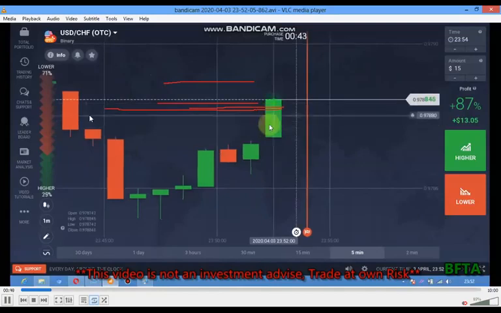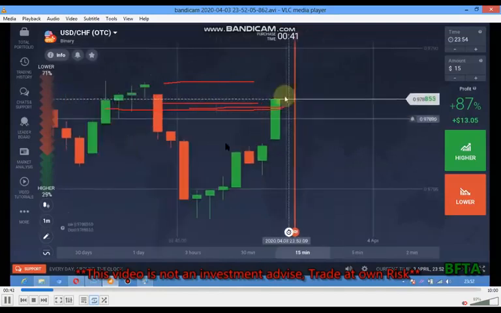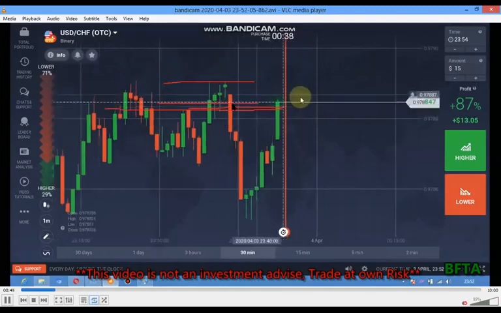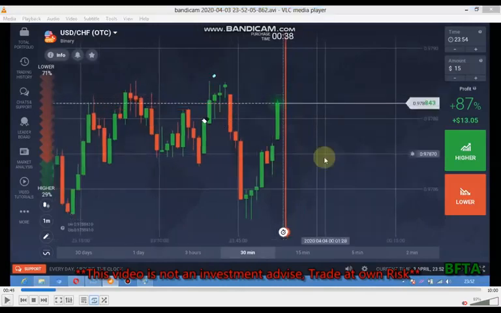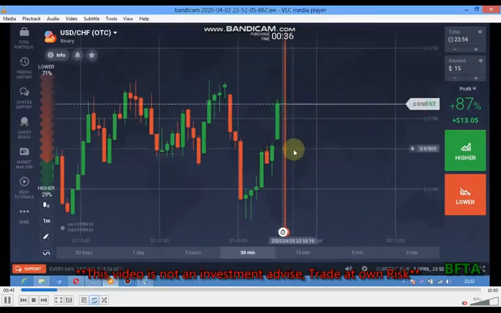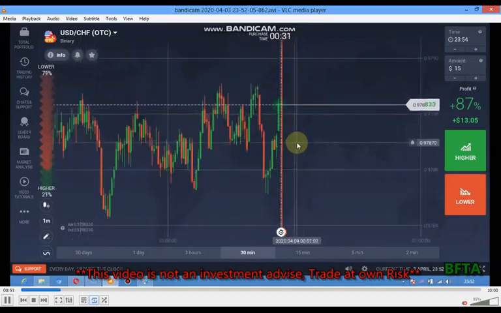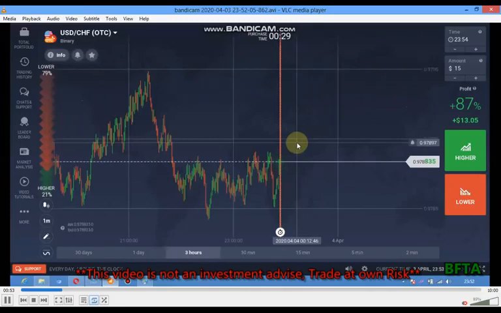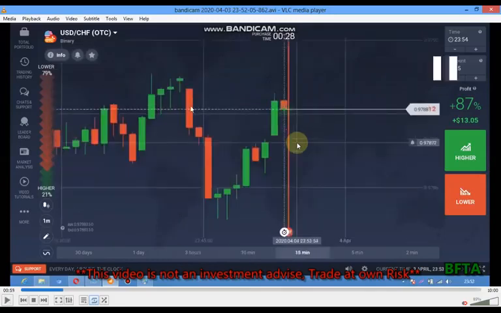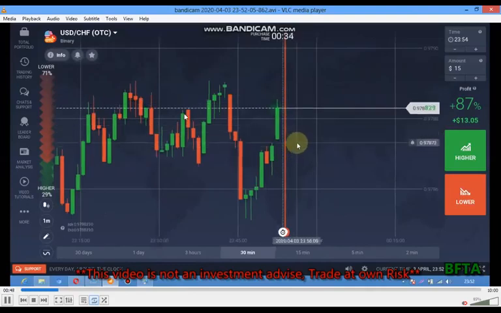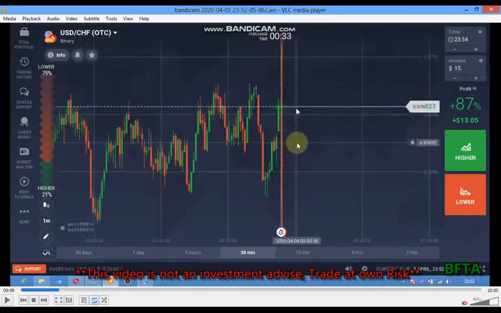Immediately I just noticed that. I looked at the candle where it closed. Now the candle closed somewhere here, and sellers entered here.